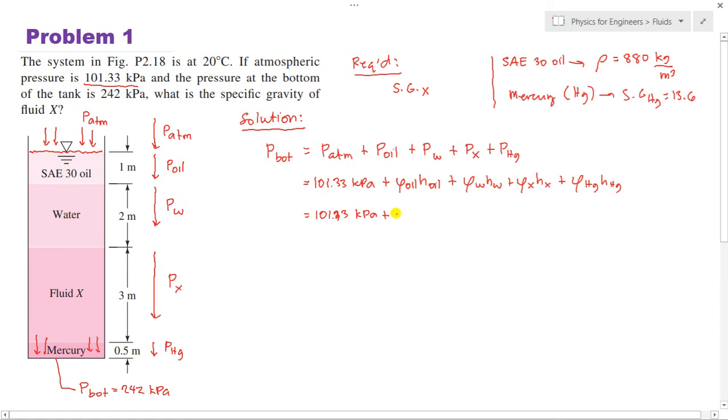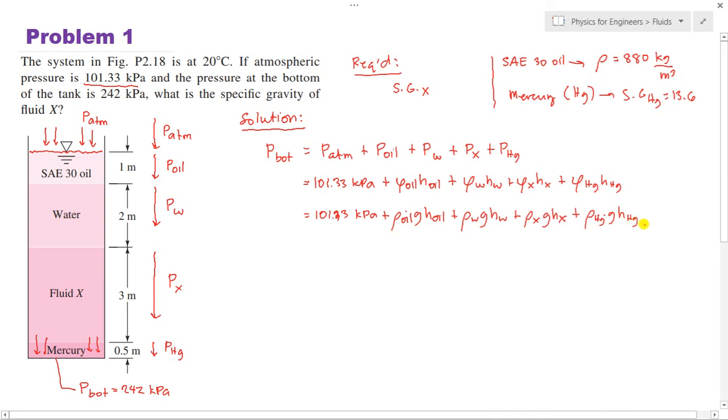So therefore, kaning specific weight of oil, this is just equal to the density of the oil multiplied by the gravity, then the height of the oil, plus the density of the water multiplied by gravity, then the height of the water, plus the density of the fluid X times gravity times the height of the fluid X, plus the density of mercury times G multiplied by the height of the mercury.